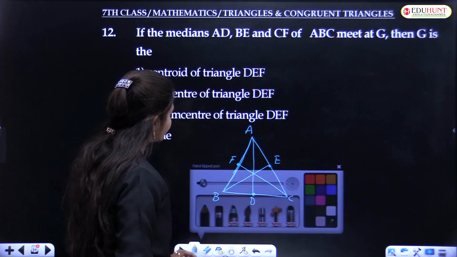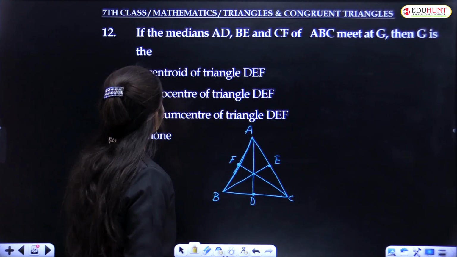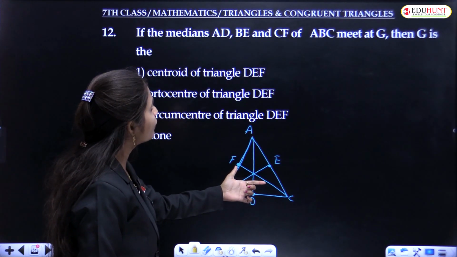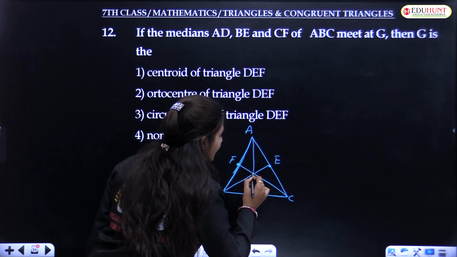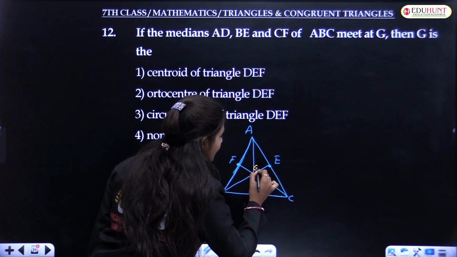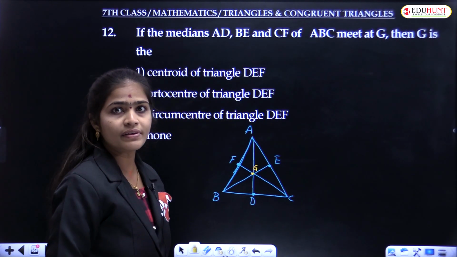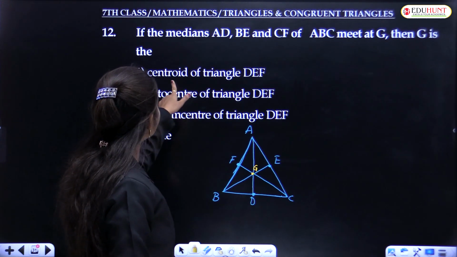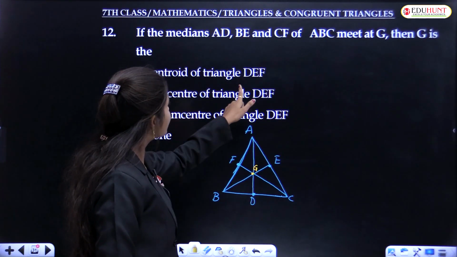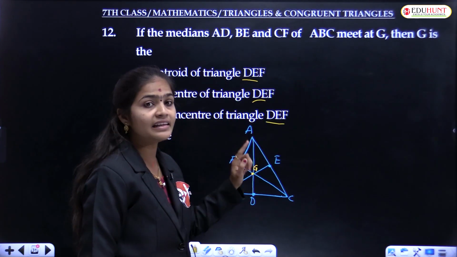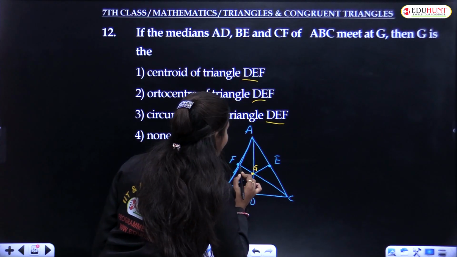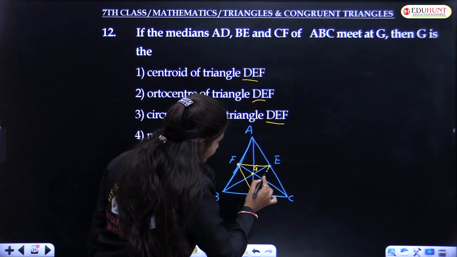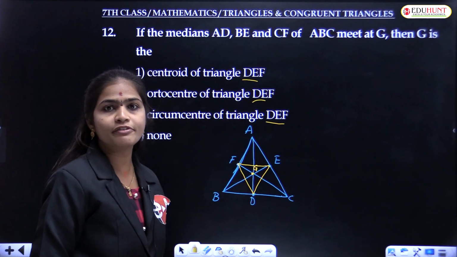The three medians AD, BE, CF of ABC meet at G. We know that it's a concurrent point, and we call that the centroid. Then G is the, here they have given, centroid of triangle DEF. So they are saying the triangle DEF, which means we have to join D, E, F also. So here we can observe the triangle DEF.